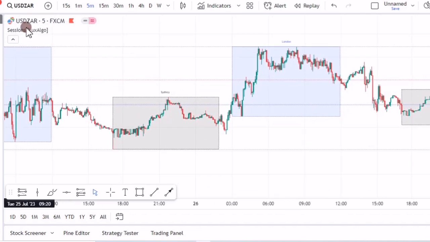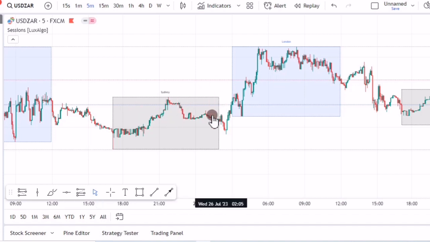So today we are looking at USD ZAR. Here is the secret. You see these two boxes. This is the London session and this is the Sydney session. What happens on the London session is what has already happened on the Sydney session, and it happens more than 90% of the time. The Sydney session is just a small picture of what will happen on the London session.